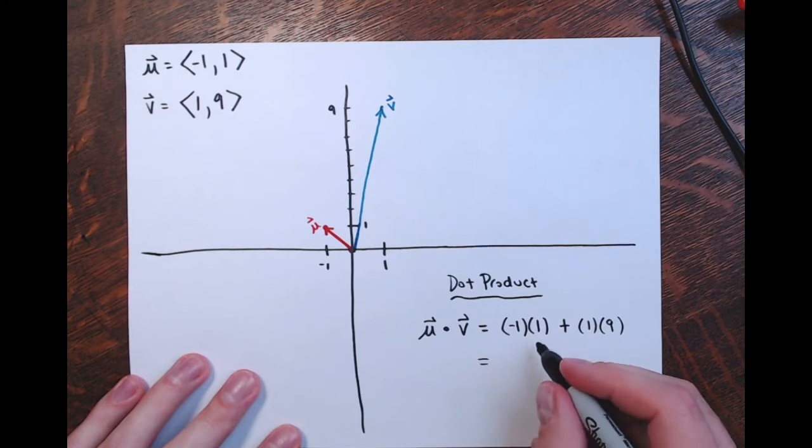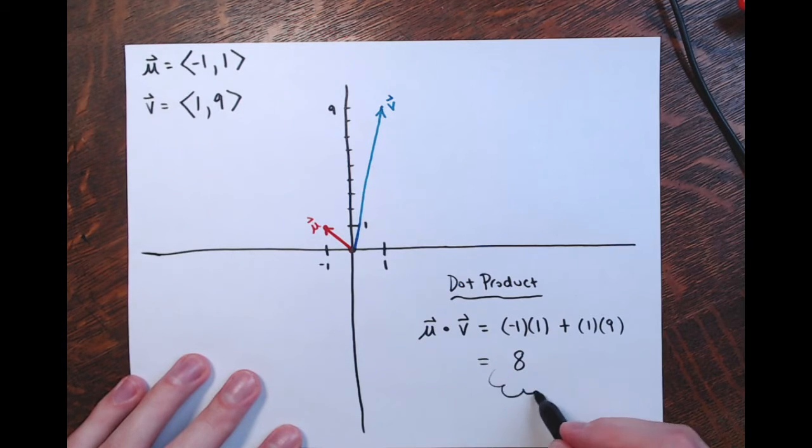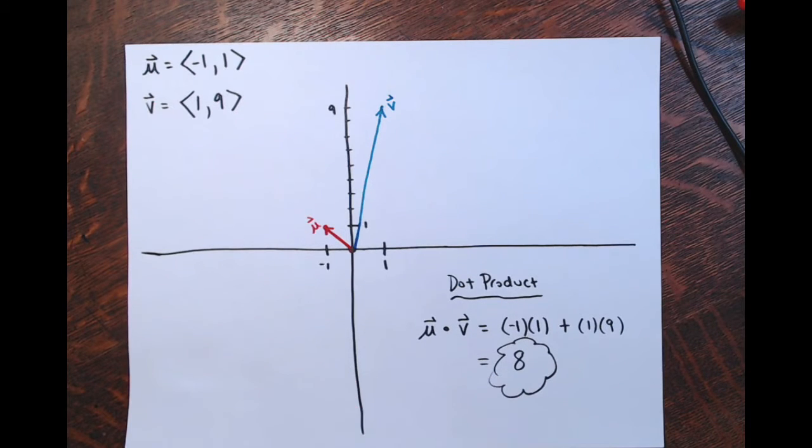Now this is simple. This is -1 plus 9, that's +8. And this is what they want us to enter. Notice again, the final result is a number, a scalar.